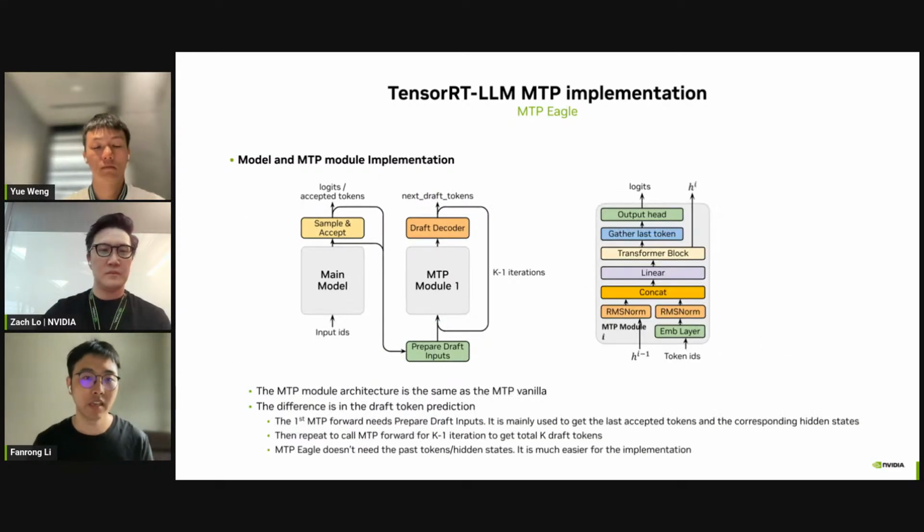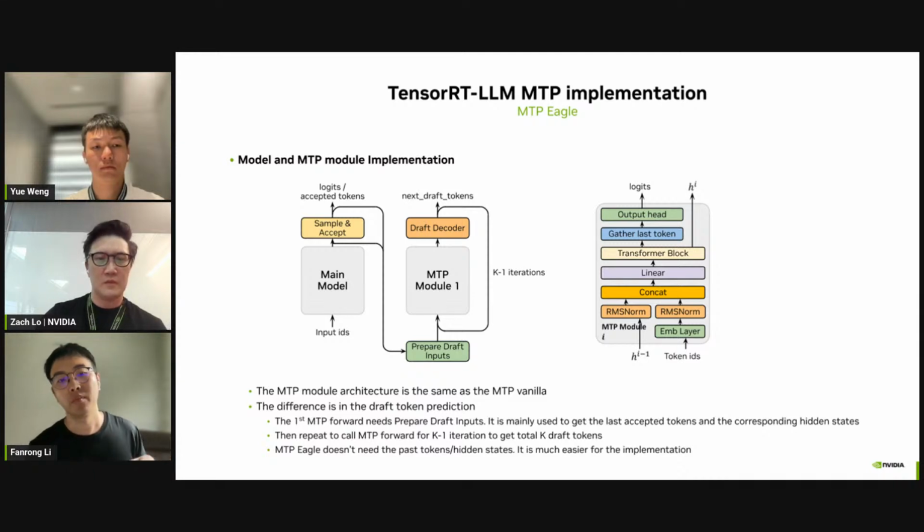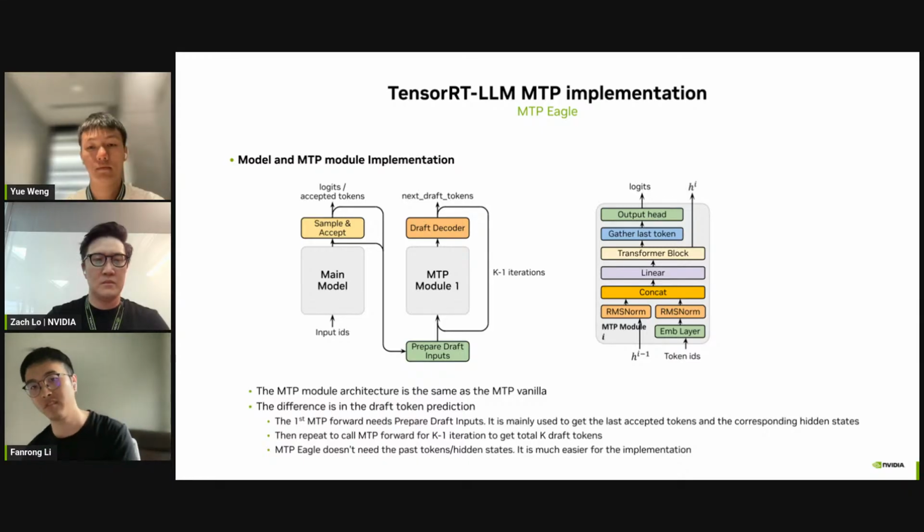This is MTP Vanilla, but MTP Eagle is much easier. We don't need those past hidden states and past tokens. The only thing we need to do is prepare the draft input for the first MTP forward, and for the subsequent forwards it is easier. We only need to input the predicted draft token to the MTP module and then predict the next draft tokens. It will be much easier here, so we won't talk more about this.